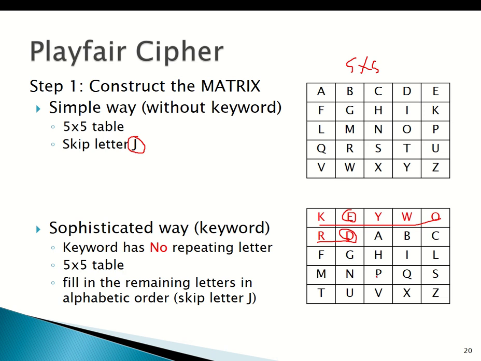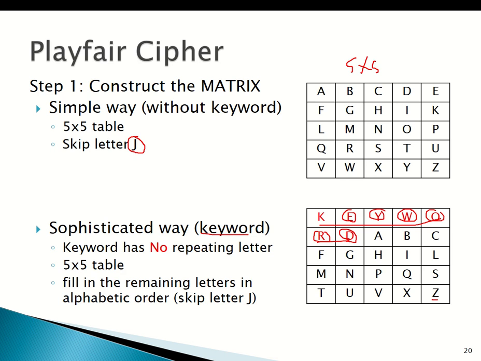L, M, N, O is here, so I didn't write it. P, Q, R is here, so I don't write it. S, T, U, V, W is already here, so I'm not gonna write it. X, Y is here, so I'm not gonna write it. All right, so this is two ways. We have the simplest way and the sophisticated way. The sophisticated way uses a keyword; the simplest way is without the keyword. Let's practice both of them.